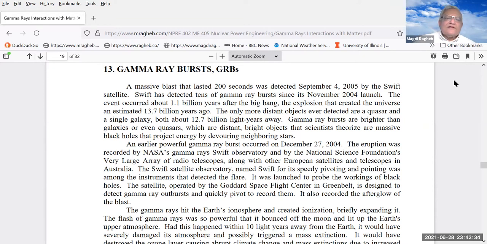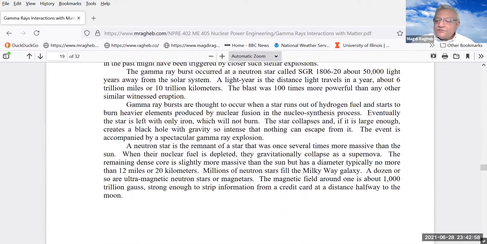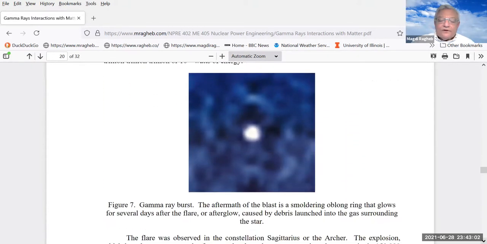People discovered recently, from a Swift satellite launched by NASA, that a huge blast happened and lasted 200 seconds on September 4th, 2005. And that satellite was launched in 2004. And on December 27, 2004, it detected a huge gamma ray burst. Those gamma ray bursts occur in different parts of the universe. This is a picture actually taken by the satellite of the smoldering atmosphere surrounding the gamma ray burst. Gamma ray bursts are very distant from the Earth, so they haven't affected us through the history of the Earth, but one can literally sterilize a whole galaxy.